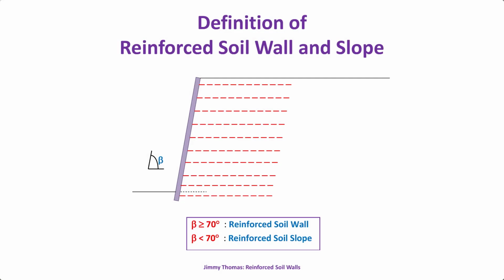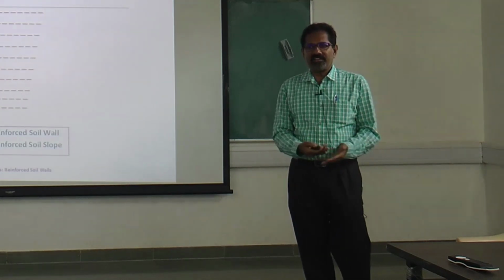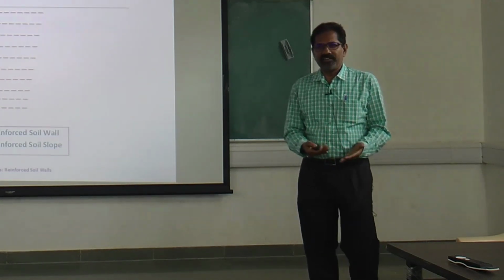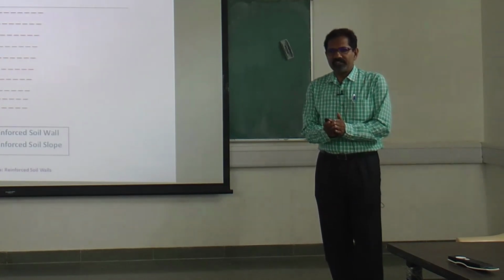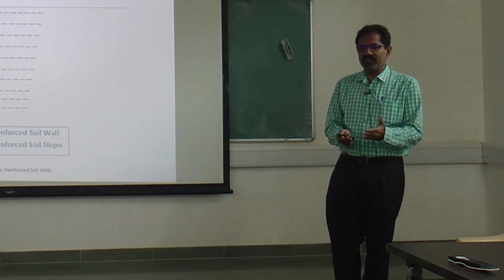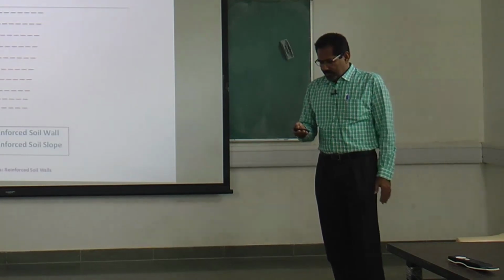Now we have a reinforced soil structure. Normally, if this angle with the horizontal is steeper than 70 degrees, we call it a reinforced soil wall. If it is less than 70 degrees, we call it a reinforced soil slope. The 70 degrees is somewhat arbitrary, it could be 75 or 80, but most of the codes put the difference at 70 degrees. Steeper than 70, we design it as a wall. Flatter than 70, we design it as a slope.